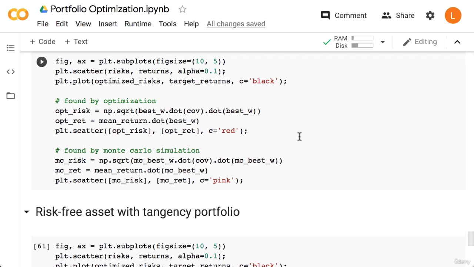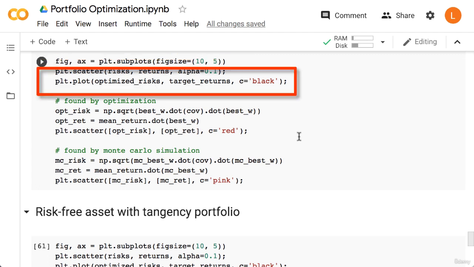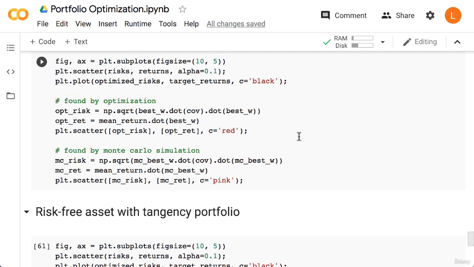In the next block, we are going to plot everything we just found. So to start, we're going to first draw a scatter plot of all the random portfolios. We'll use an alpha of 0.1 so that these portfolios will be transparent. Next, we'll plot the efficient frontier as we did before. We will color this black. Next, we're going to plot the portfolio with the maximum Sharpe ratio found by our optimizer. Note that we don't yet have the corresponding risk and return.